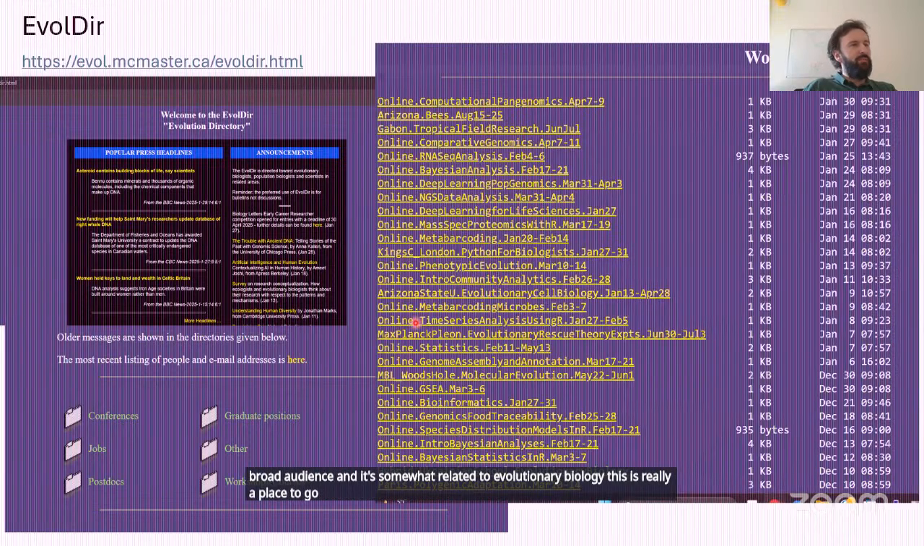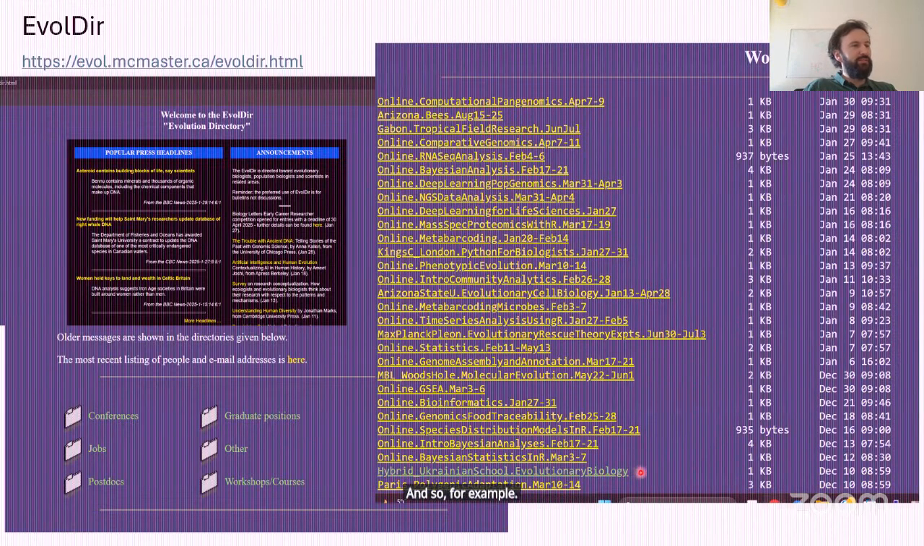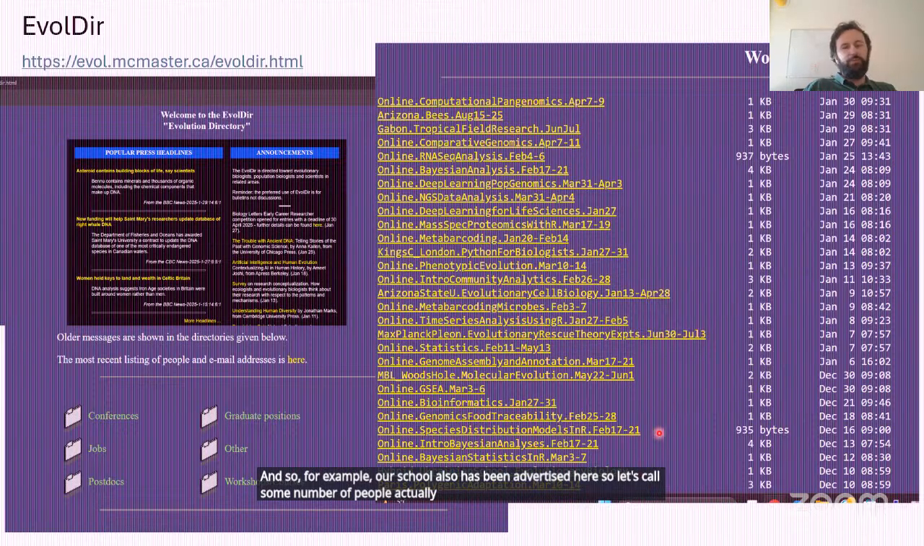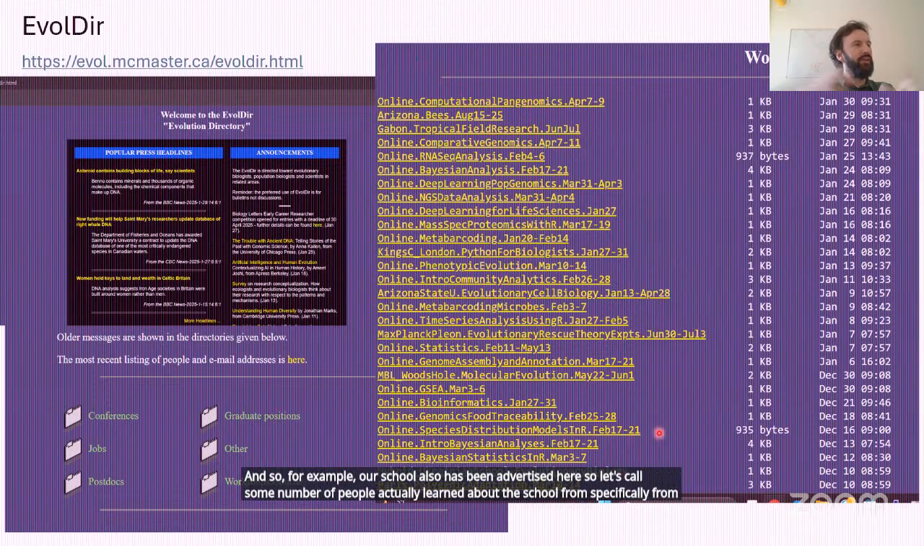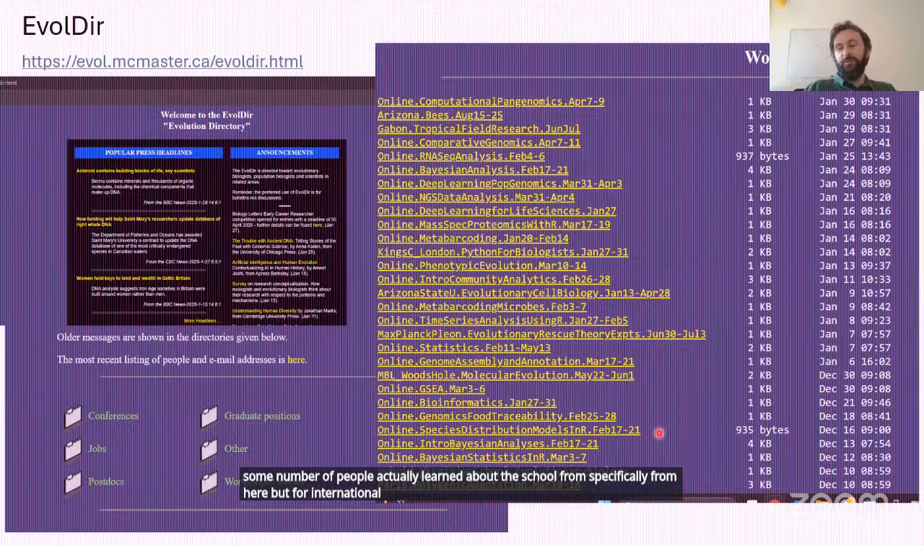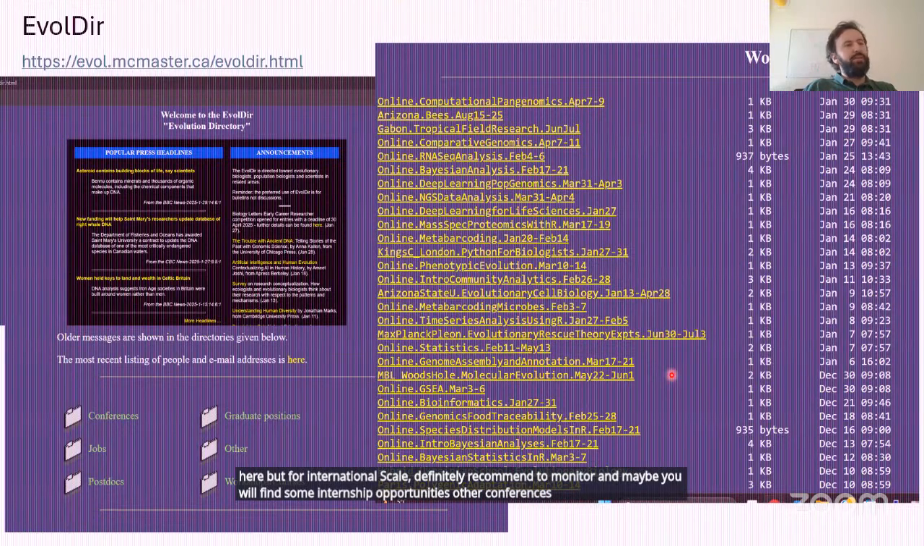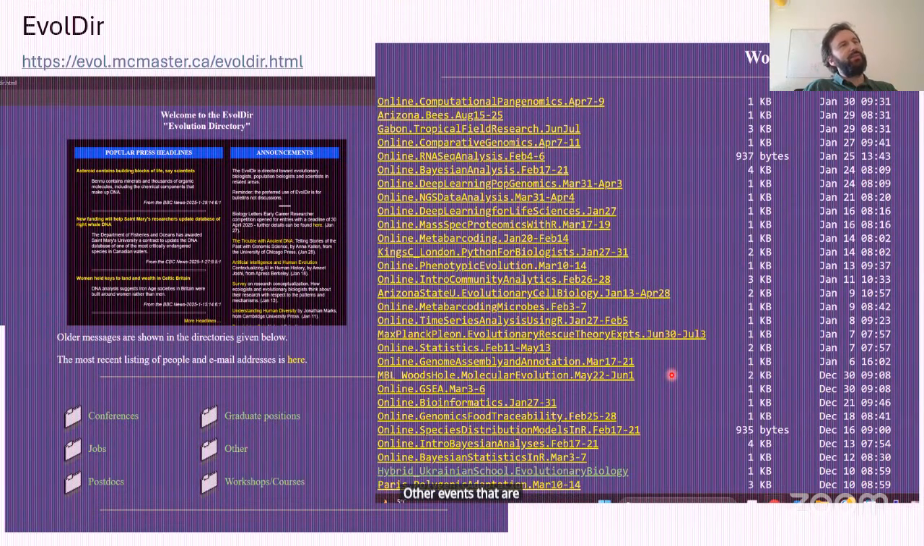For example, our school has also been advertised here. That's how a number of people actually learned about the school specifically. But on the international scale, I definitely recommend monitoring it, and maybe you will find internship opportunities, other conferences, and other events that are maybe less advertised on places like LinkedIn or Nature Jobs or anything else.